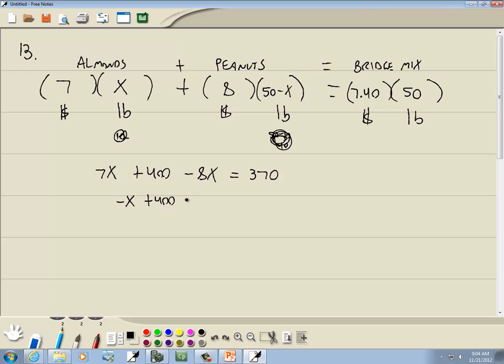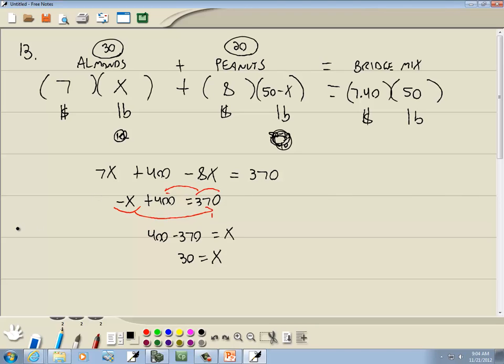Plus 400 equals 370. Get everything with an x on one side, numbers on the other. So take negative x over, take 370 over. You take anything across your equals, your sign changes. So this becomes a negative 370. Negative x becomes a positive x. Well, 400 minus 370 gives us 30. So we got x is equal to 30. So that means we're going to want 30 pounds of almonds. And if there's 50 total, then there's 20 pounds of peanuts. And those will be our answers.